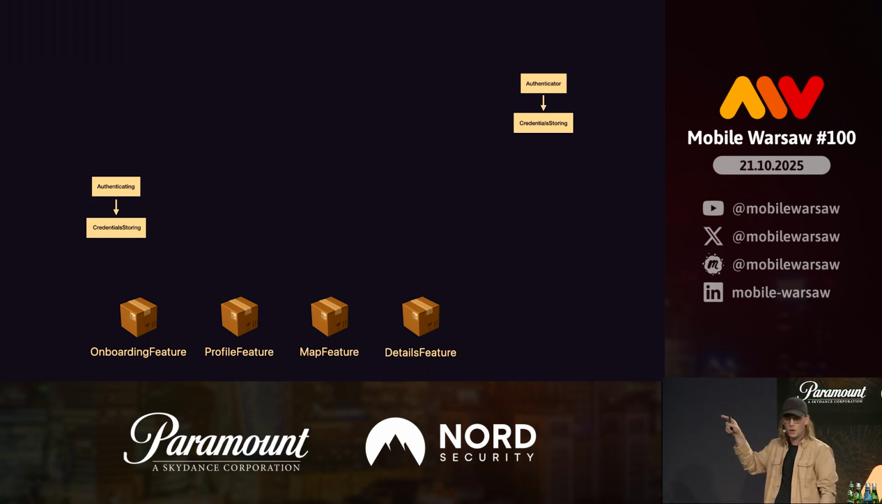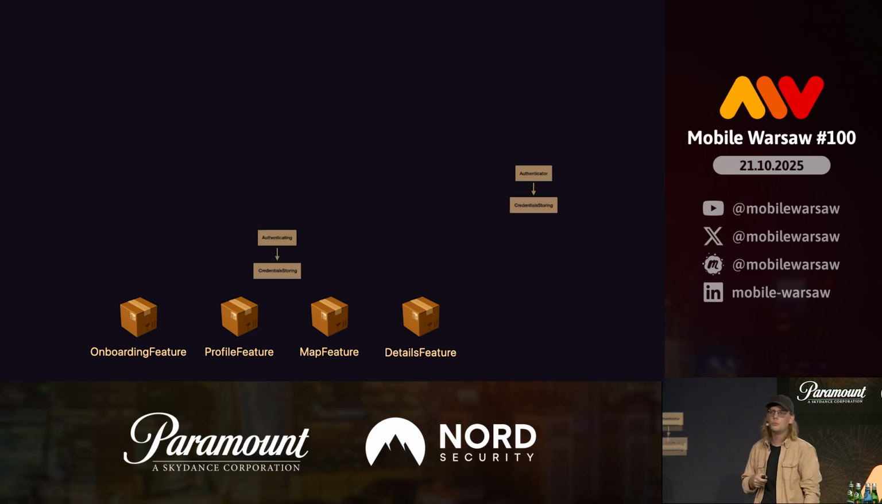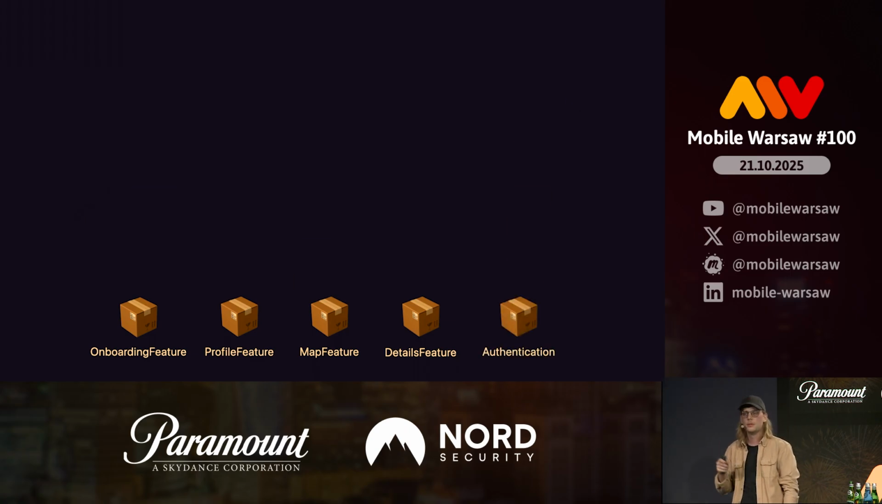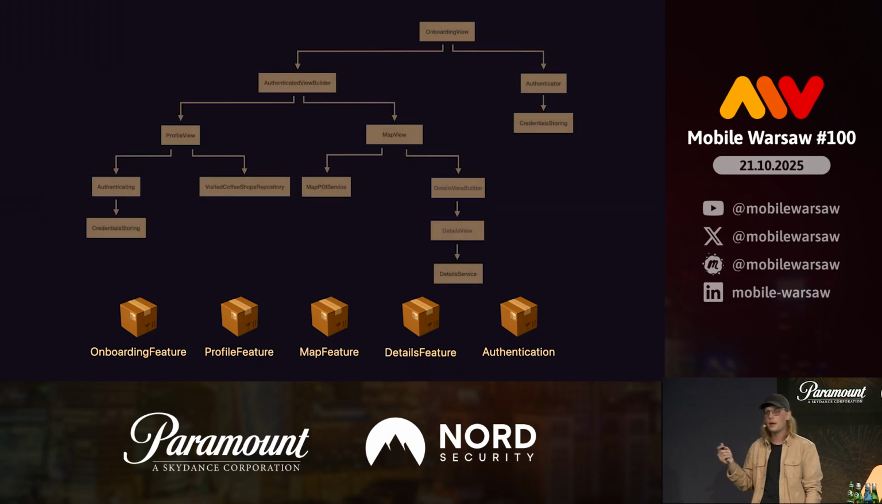And then we're left with a couple of types here. Those are our cross-cutting concerns. We'll create a separate package for those called the authentication package. This authentication package is used by our onboarding feature to sign in the user and our profile feature to sign out the user. And just a reminder, we didn't get rid of our object graph. It's just distributed now in these different Swift packages.